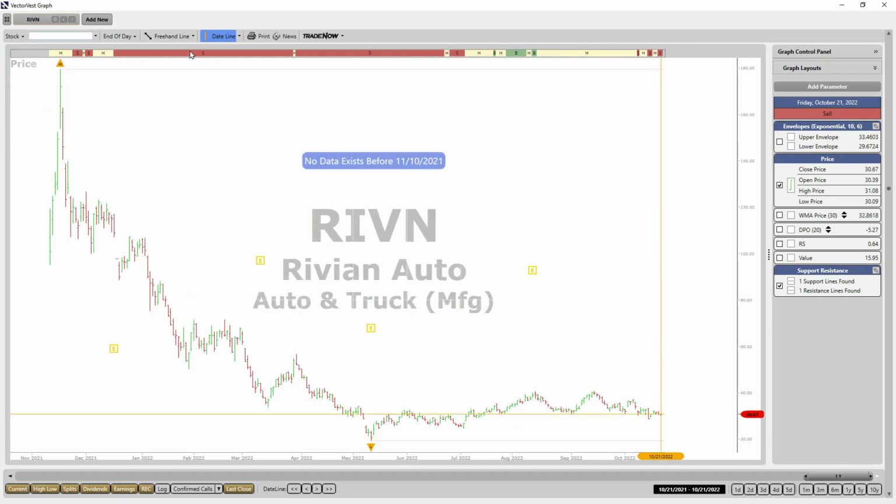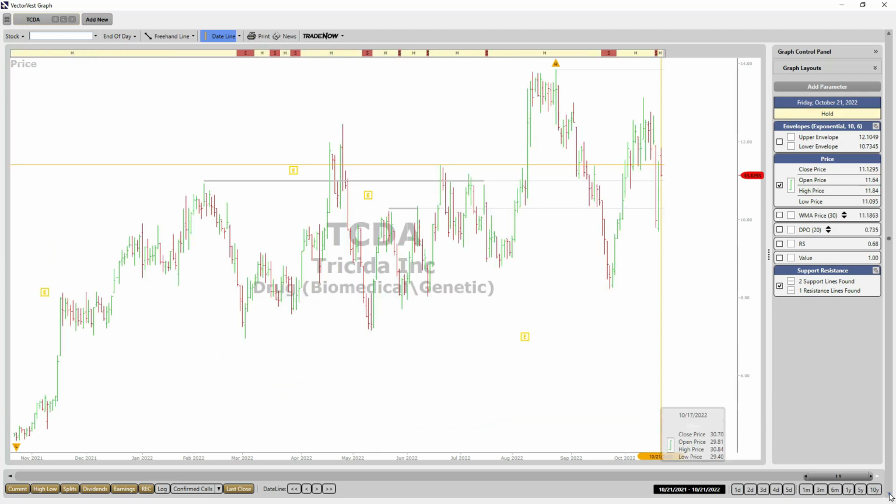Rivian, not bad. Upper left, lower right. You may think it might be a little too volatile. I'll leave that up to you. Go down a little bit more. TCDA, I don't know about that one. So I'll tell you what, how can we make this a little better? How can we fine-tune this scan to maybe filter out some of these ones?